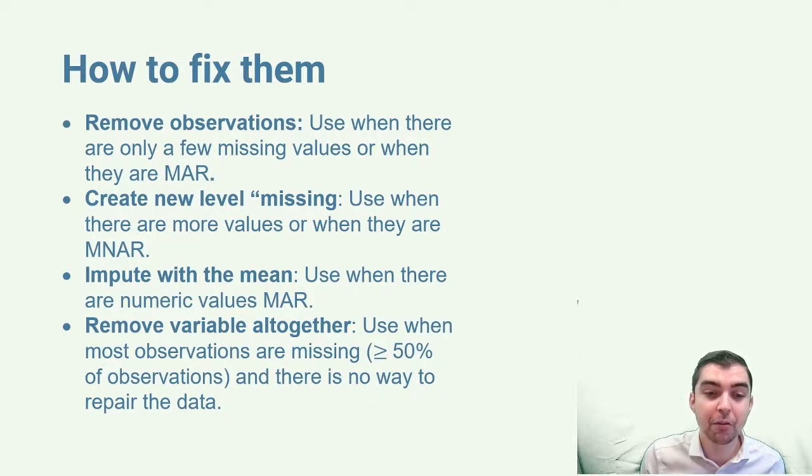You should remove variables altogether if there are more than 50% of the records missing and there's no way to repair the data. Now that 50% number could be different. It might be 20% of the records are missing, depending on how many variables that you have in the data set and the amount of time that you can work on it.